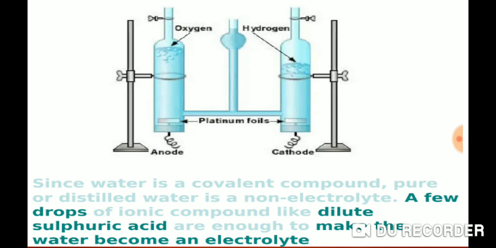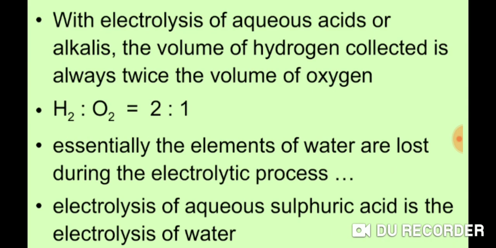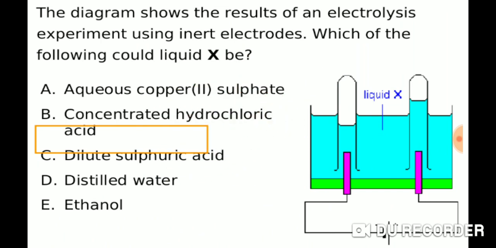Since water is a covalent compound, pure or distilled water is a non-electrolyte. Hence, it does not conduct electricity at all. That is why a few drops of ionic compounds like dilute sulfuric acid are enough to make the water an electrolyte. With the electrolysis of aqueous acids or alkali, the volume of hydrogen collected is always twice the volume of the oxygen, as we have discussed. And keep in mind, for the electrolysis of water, a small amount of sulfuric acid is required.